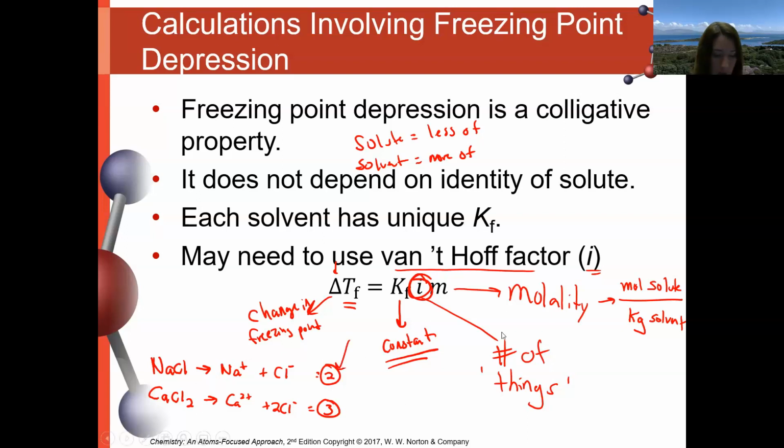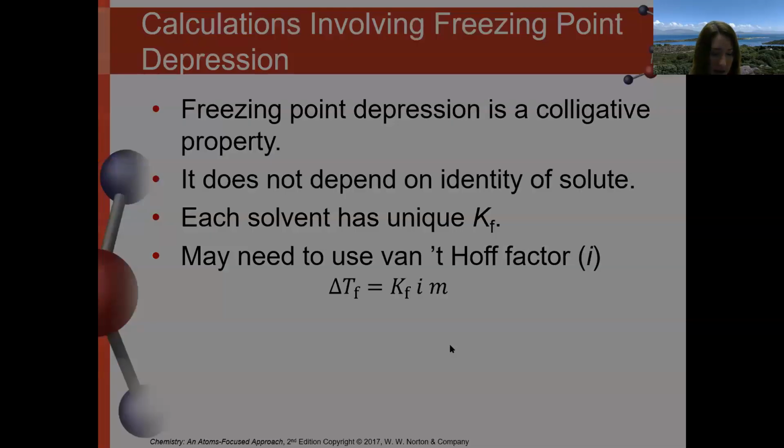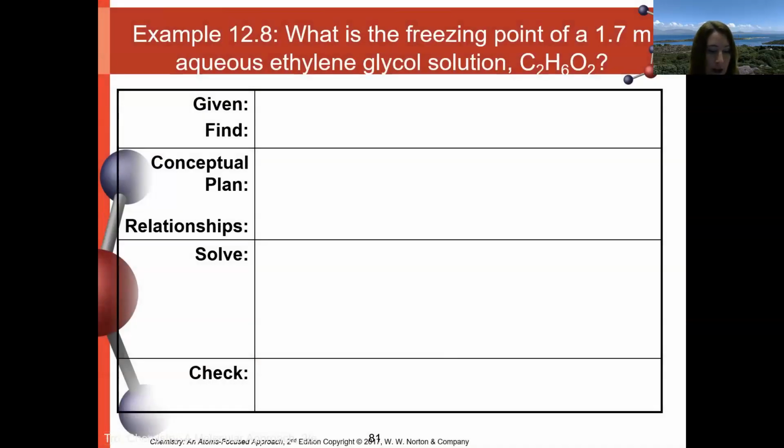Okay, so let's try this problem. What is the freezing point of a 1.7 m solution? Remember, little m is molality. Big M is molarity. Big M is what we're doing in lab, molarity. We're not doing big M, we're doing little m. Little m is molality. So what is the freezing point of a 1.7 molal aqueous ethylene glycol solution?